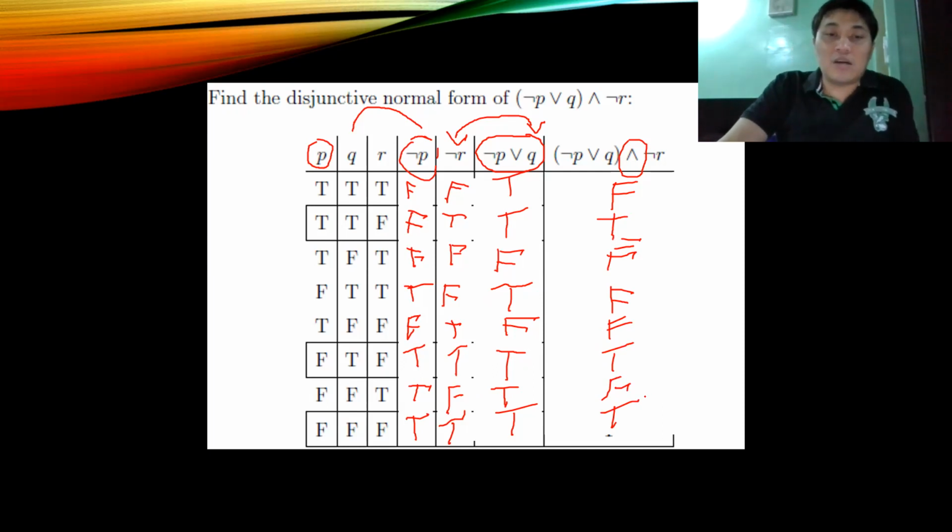This is the disjunctive normal form for the negation of P or Q, and the negation of R. So this is called the disjunctive normal form: false, false, true, true, false, false, false, false, true, true, false, true.